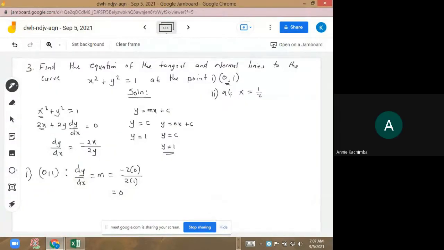Yes, sir. I've got a question on the dy/dx. Why is it negative 2x? Because we are solving for dy/dx, which is being multiplied by 2y, after you subtract 2x from the left, on the right we have 0. So we make dy/dx the subject of the formula.